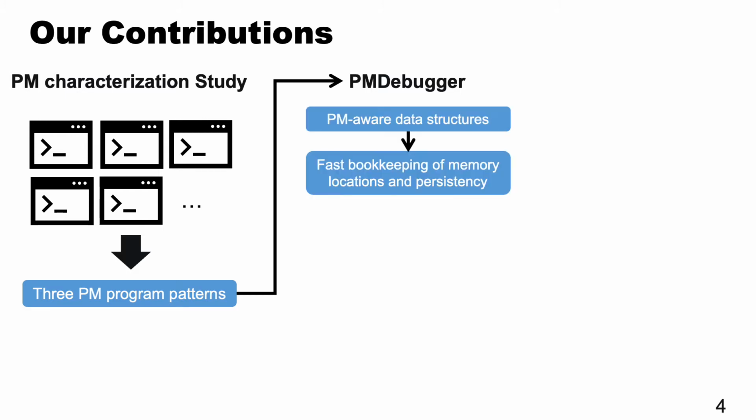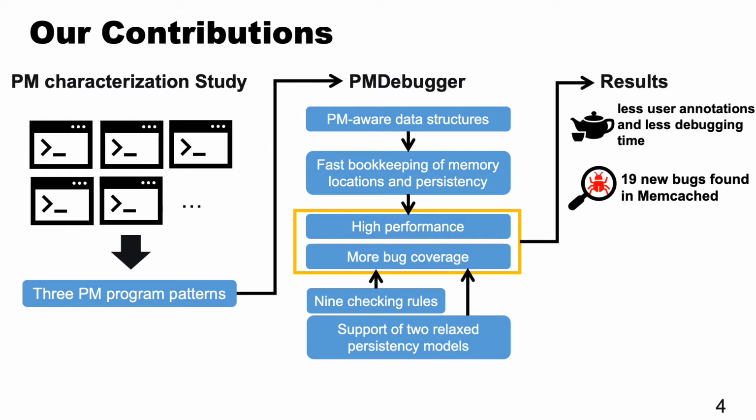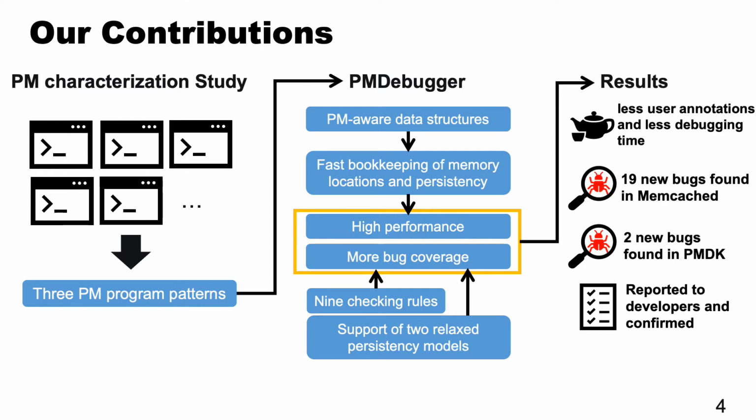In this work, we first characterize PM programs in terms of how store, write-back, and fence instructions happen, and get the PM program patterns. Then, depending on these patterns, we design PMDebugger, which uses a PM-aware data structure to achieve faster bookkeeping of memory locations and persistence. In addition, PMDebugger defines 9 checking rules and supports 2 relaxed persistency models, so it supplies more bug coverage. As a result, PMDebugger requires less user annotation and less debugging time.